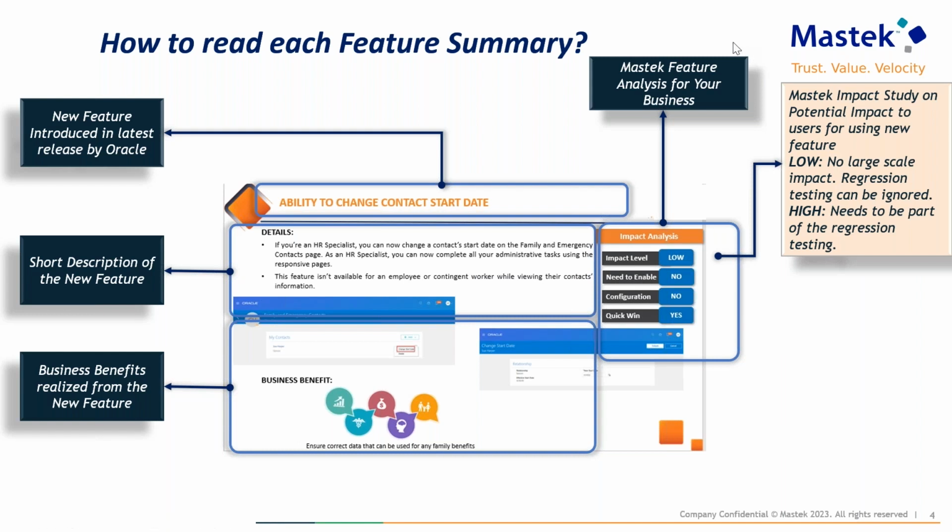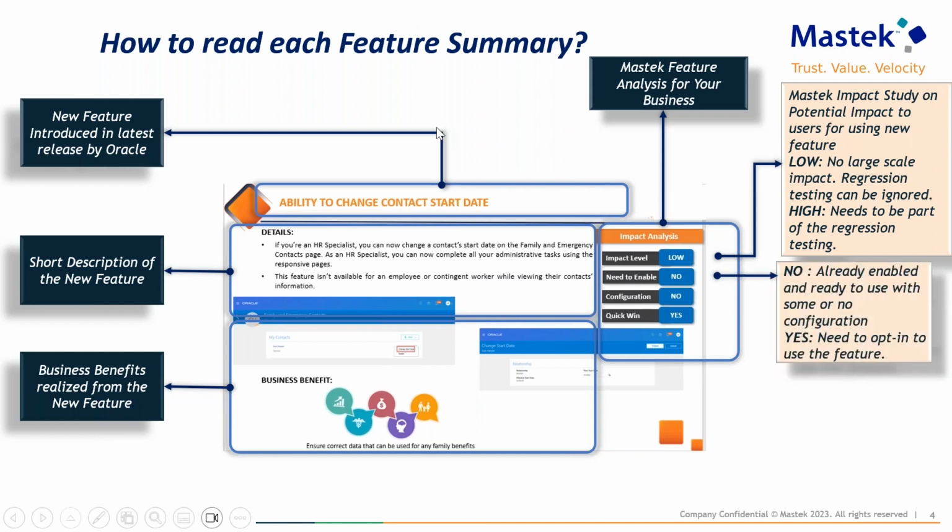First one is the impact level analysis, which demonstrates the impact on the end user. If it's low impact, then regression testing can be avoided. If it's high, then we need to opt for regression testing. Second, we are all aware that there are some features which are default auto enabled by Oracle and there are some which we need to opt for.